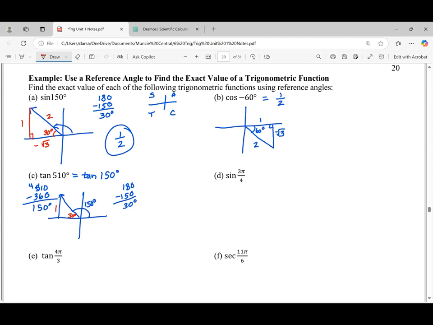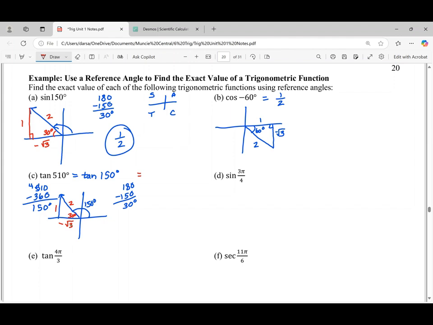Opposite of the 30 is a 1. 2 is the hypotenuse. Square root of 3 is the adjacent. And going up is positive, so the 1 is positive. The square root of 3 is the adjacent. That'll be a negative because it is going to the left. Now we need to say, what is the tangent of this reference angle?